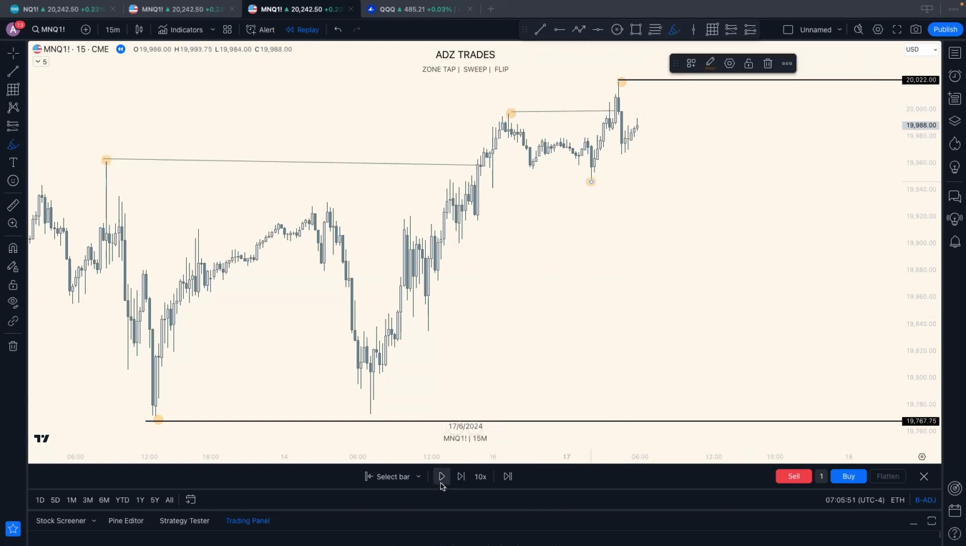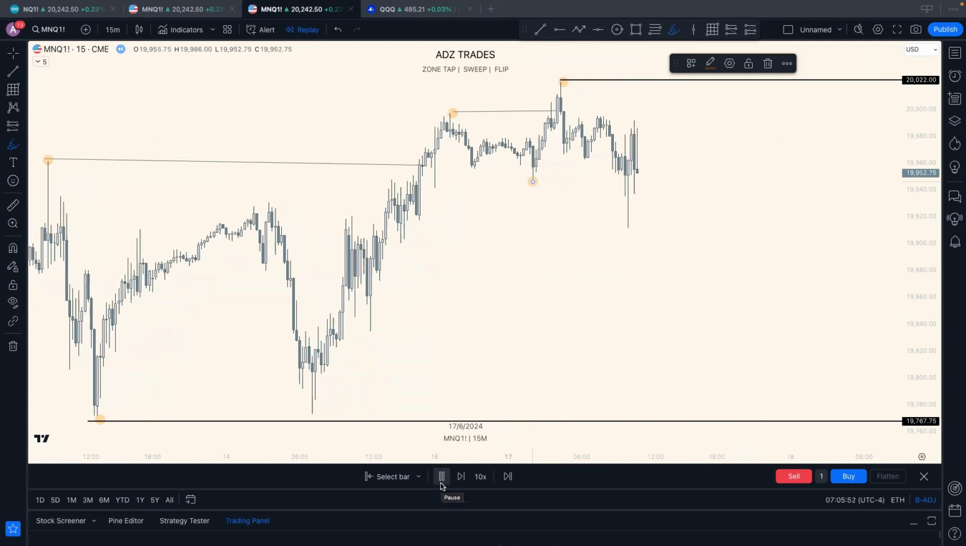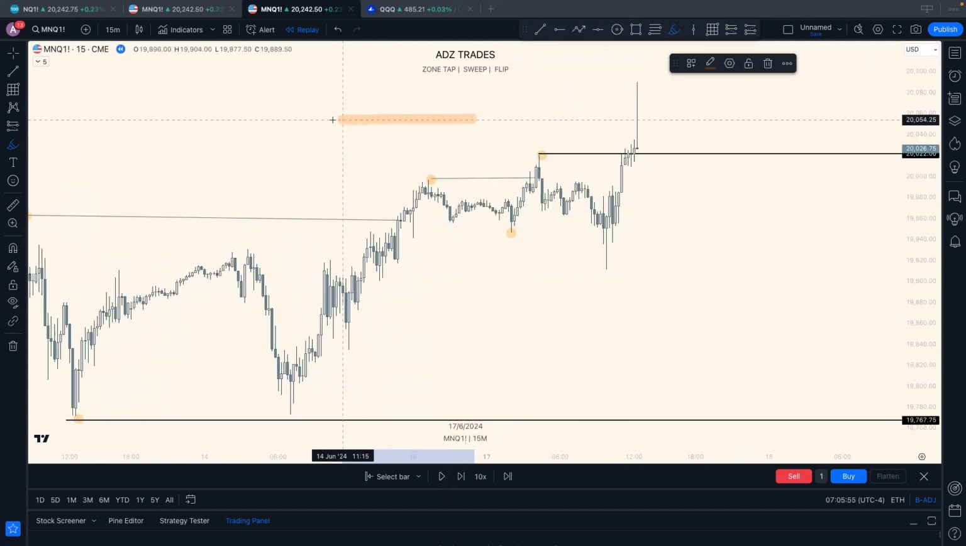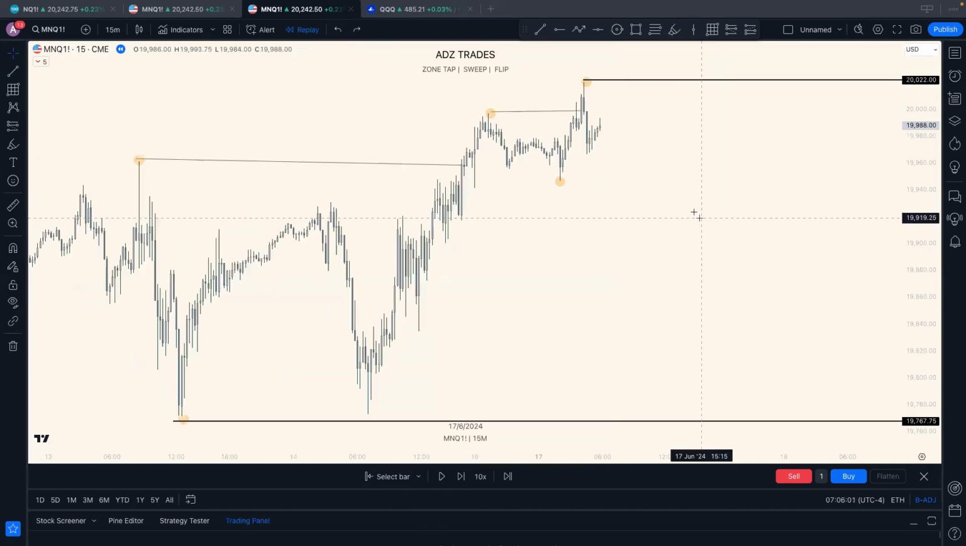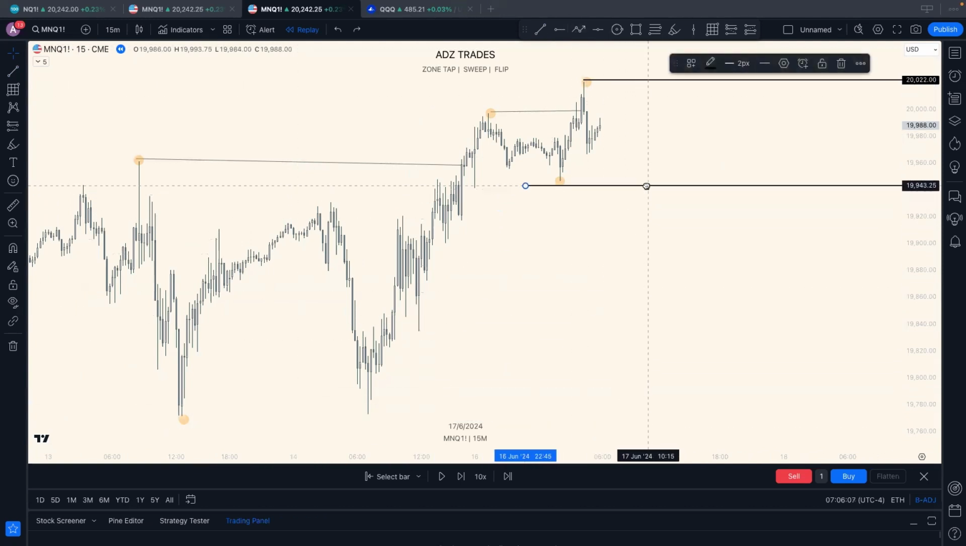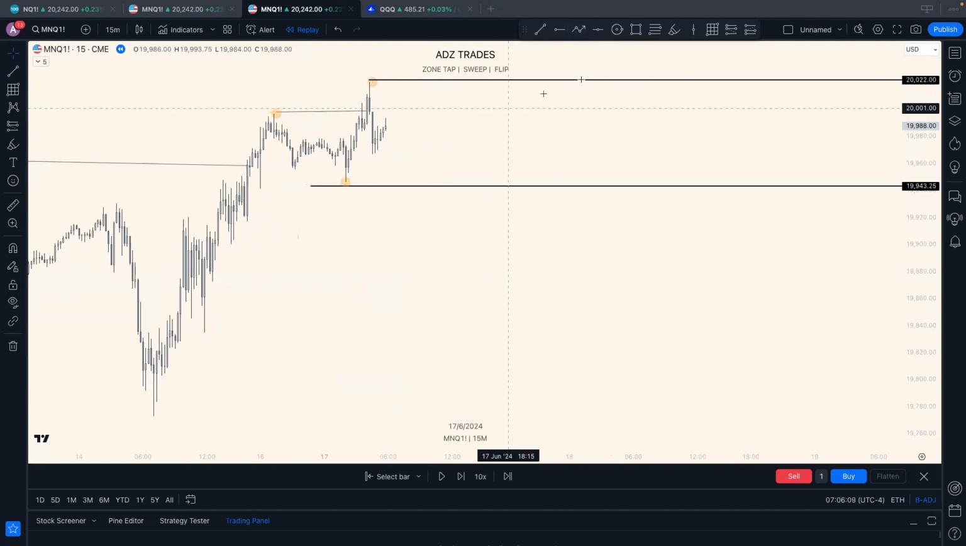So what can I expect? Okay, we were trading between... Now we have a small range, right? We have a high, low, high, low, high. So my most recent high and my recent low is here to here. So what can I expect?